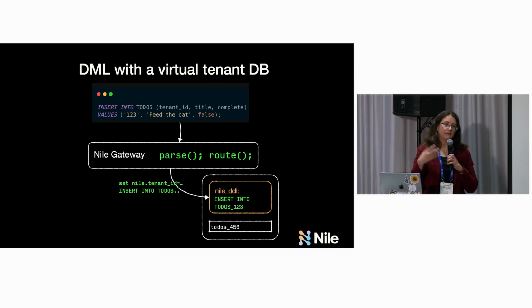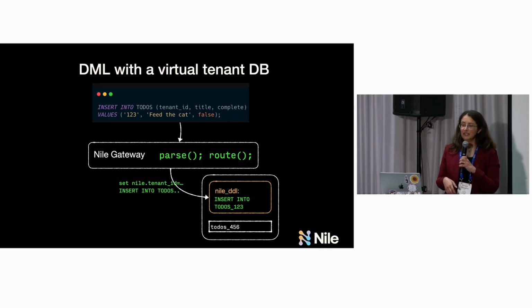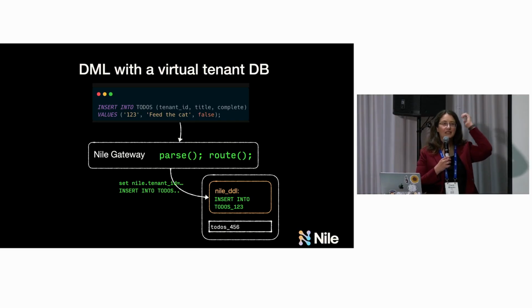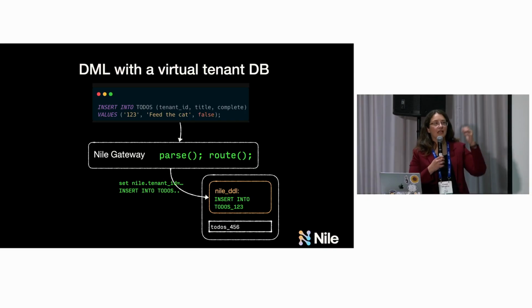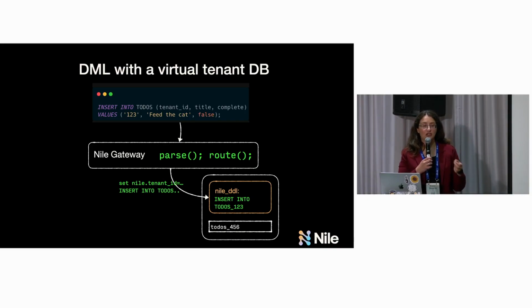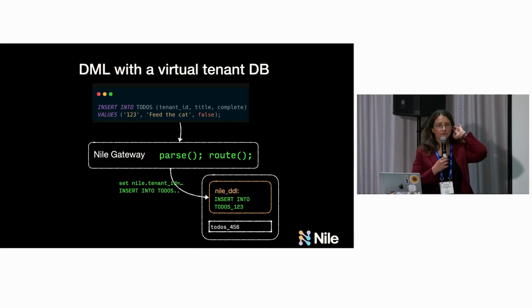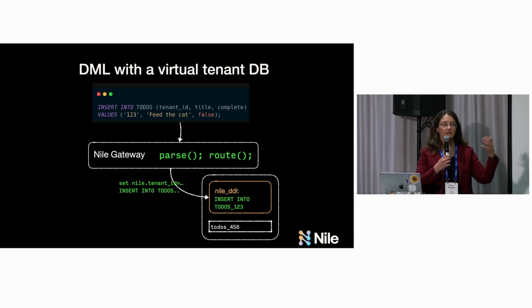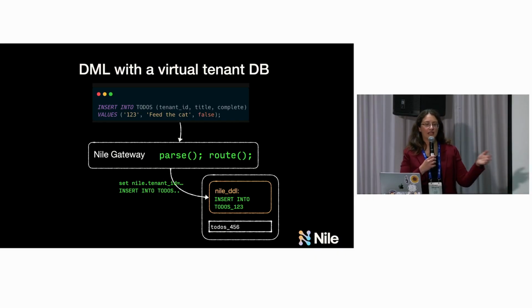If you need to do a DML, like an insert, it's basically the same thing, except that because inserts actually specify the ID by default, we can grab the value for tenant ID out of the query when you do a bind, or if it's a simple query directly from the query, and we use that for routing. So you don't even have to set the GUC.